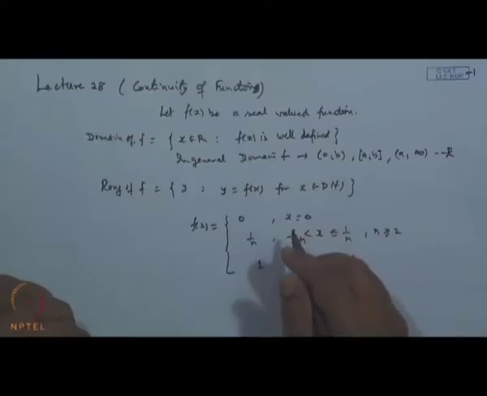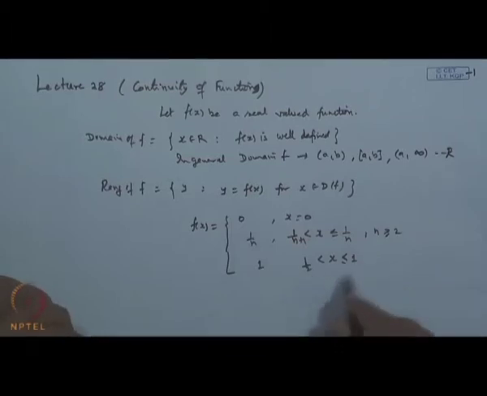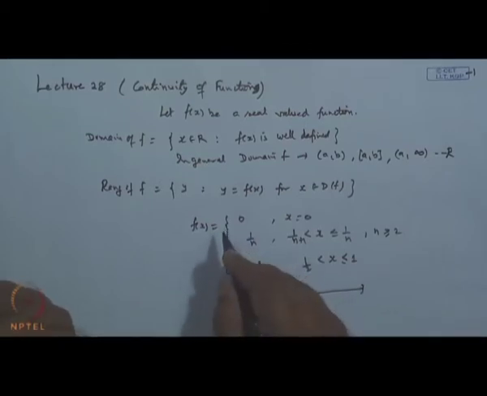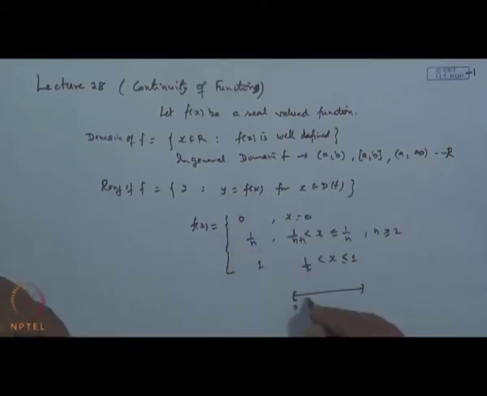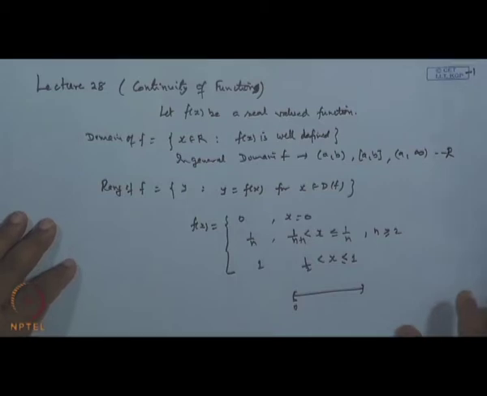We are not defining the same function over the whole interval. What we have here is that over these several parts of the interval 0 to 1, we have a different form of f at different subintervals like this.